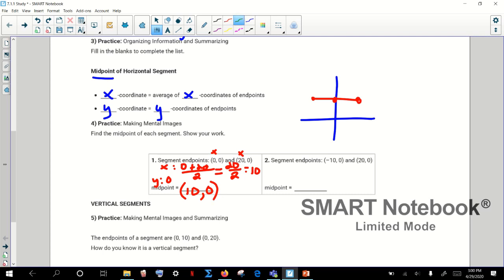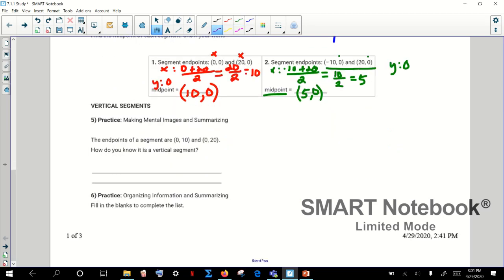All right, let's look at the second one. We know it's a horizontal line because they have the same y value. Let's find the x-coordinate for the midpoint. Again, I'm going to add the two x values, which are -10 and 20, and divide by 2 to find the average. -10 plus 20 is 10, and 10 divided by 2 is 5. So the x value of my midpoint is 5. And the y value is the same as the endpoints, which is 0. So that's the midpoint for a horizontal segment.